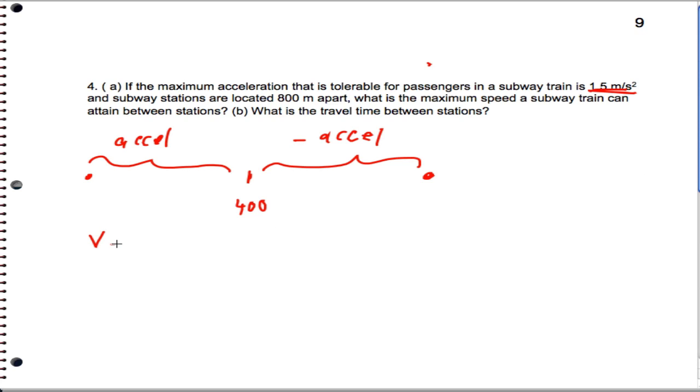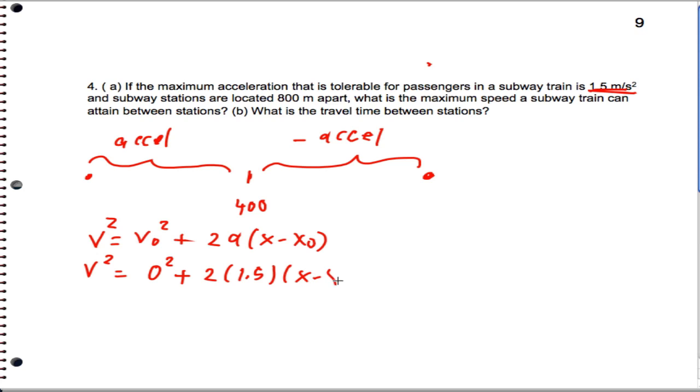So we know that v squared equals v naught squared plus 2 times a times x minus x naught. And in this case, we have some unknown v squared equals 0 squared because we start from rest, times 2 times 1.5 times x minus x naught. And of course, that's going to be 400. So let's see what we can do. V squared is going to end up being 3 times 400. So v squared equals 1200.